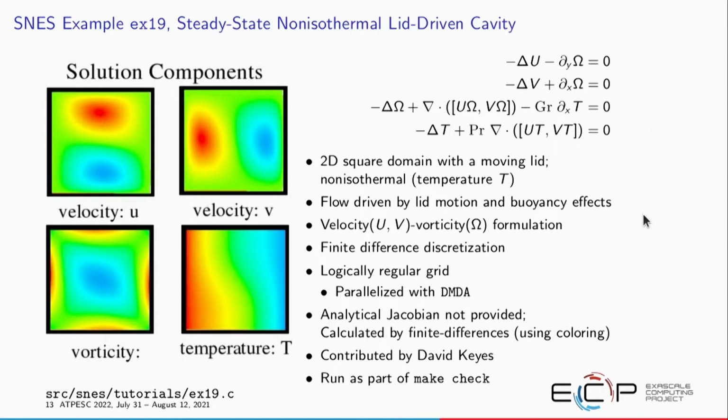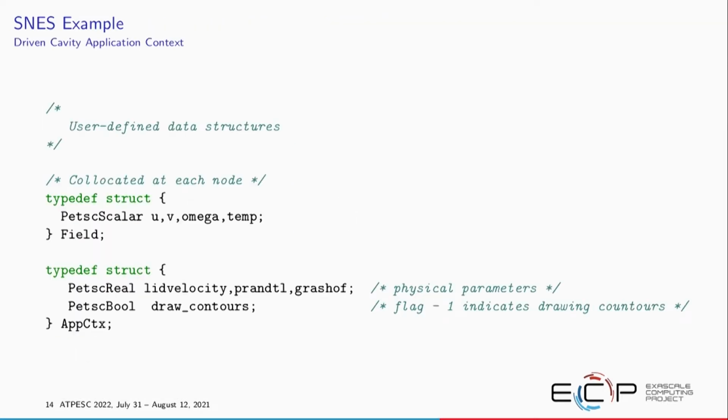And it's doing this using a velocity vorticity formulation that was contributed by David Keyes. It's just doing finite differences on a logically regular grid that's parallelized with PETSc's DMDA. DM is PETSc's domain management object that does a lot of helping you manage your grids and objects that live on those. We're using the very simple one, the DMDA variant, where DA is just a distributed array. And this example doesn't provide an analytical Jacobian, it's just calculated using finite differences. So that's what we'll be running.